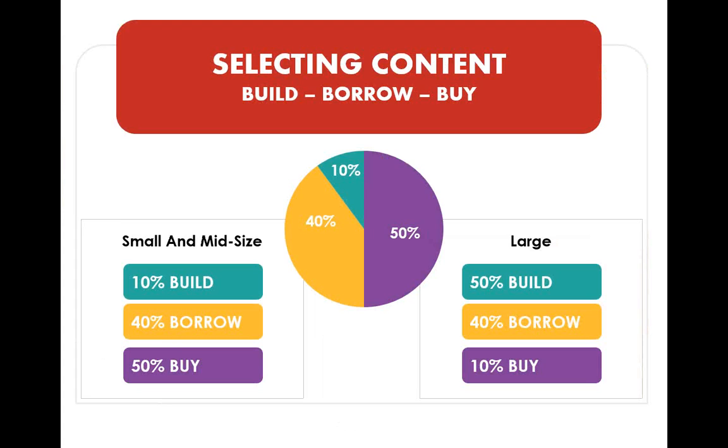So when you're thinking about your content, are you going to build it, are you going to borrow it, or are you going to buy it? This is just a rule of thumb based upon our 16 years of experience in the marketplace for small and mid-sized companies. Again, this is just a high-level measuring stick. Build about 10% of your content, borrow about 40%, and that's like blog posts, websites, links, ebooks, downloads, that kind of thing, and buy about half of the content. For larger organizations with the resources and the scale available, you can build about half your content, again, borrow about 40%, and then buy about 10% of the content.